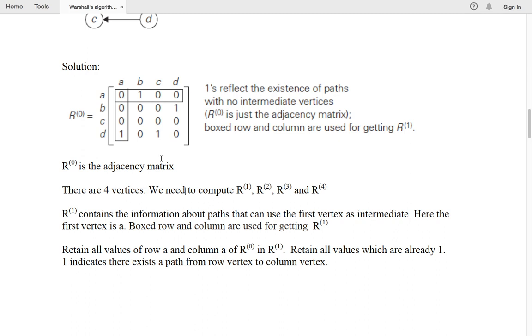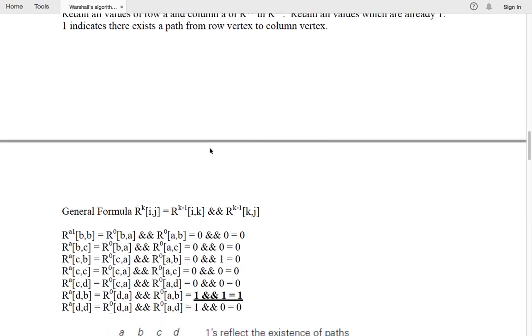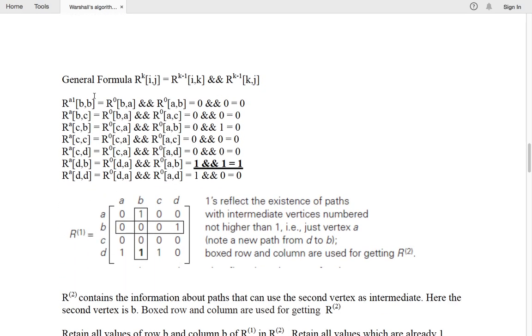So what I need to do is compute the remaining zeros. When I find R1, what do I need to consider? I leave out this, I leave out this, then I leave out this one, this one. So I need to find R1 of BB, BC, CB, CC, CD, DB and DD. For that I'll just apply this generic formula.